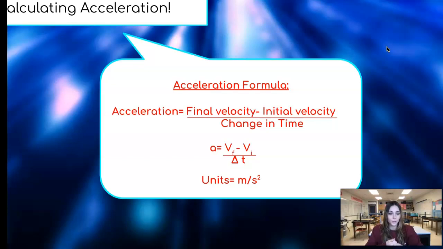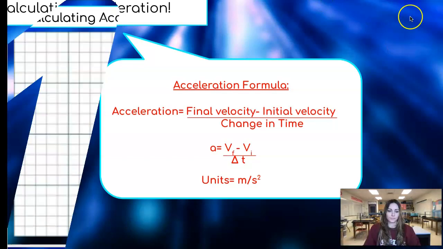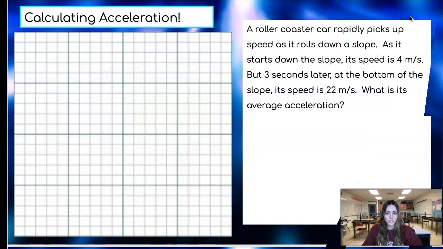Now that we know what acceleration is and the formula we need to calculate it, let's go ahead and look at a few examples of actually using our formula to find an object's acceleration. In this first example, it tells us that a roller coaster car rapidly picks up speed as it rolls down a slope. As it starts down the slope, its speed is 4 meters per second. 3 seconds later, at the bottom of the slope, its speed is 22 meters per second. What is the average acceleration?